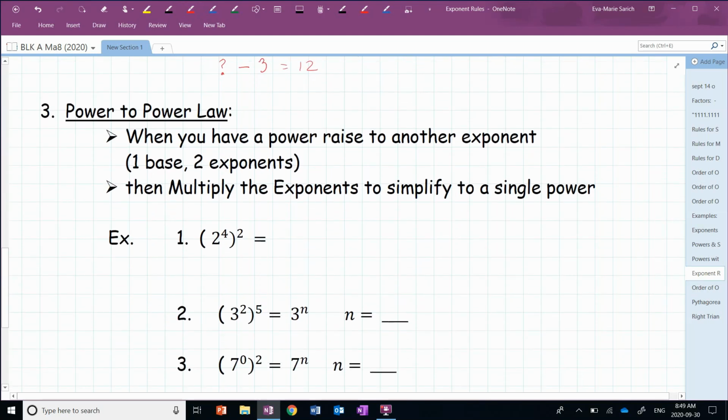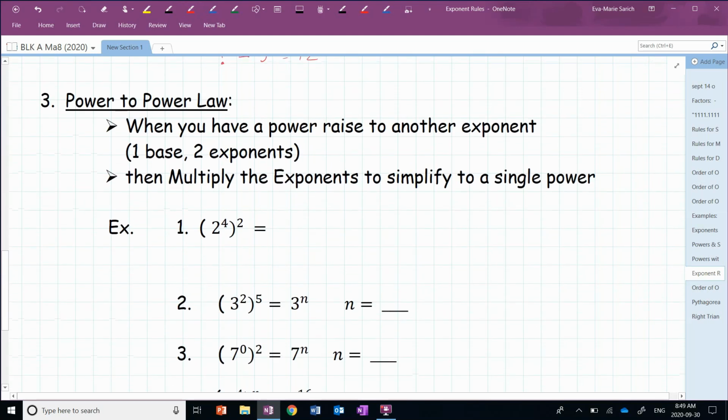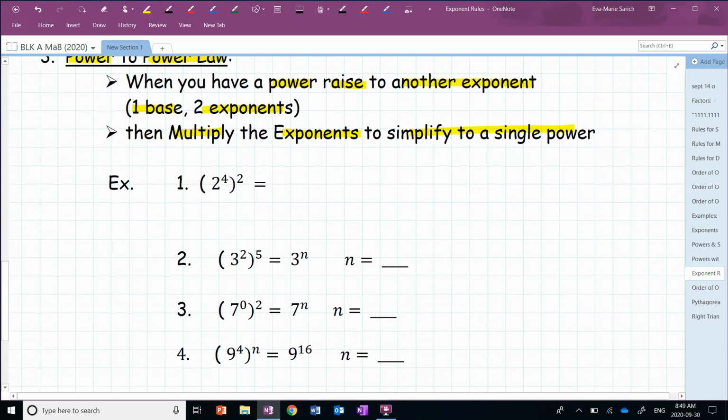Okay, here is a final law. This one is called a power to a power law. Now, when you have a power raised to another exponent, so you're going to have a single base with 2 exponents, then the rule to get to the simplified answer is to multiply the exponents. That gives you the simplified single power. Okay? So let's look at this first example.